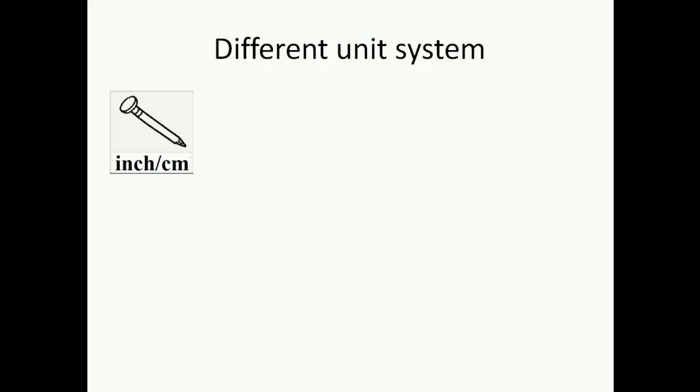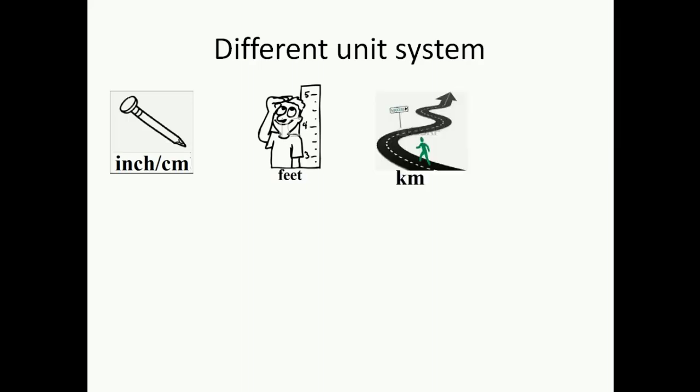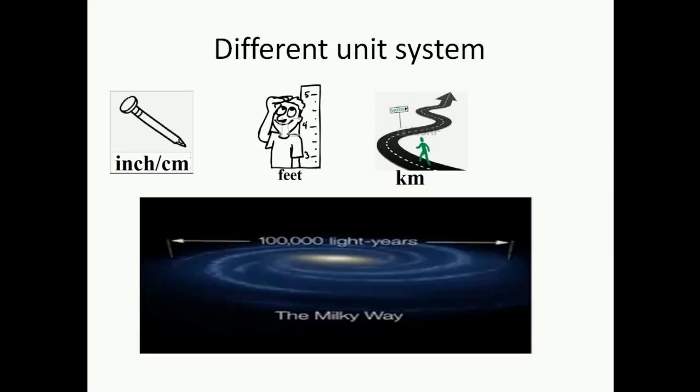If you measure the length of a nail, then you'll measure it in inch or centimeter. But when it comes to your height, inch and centimeter will be too small, so we measure it in feet. But when we measure the length of a road, we cannot use inch or feet, it's too small for measurement, so we use kilometer. And if we measure the length of our Milky Way, which is a very big distance, even kilometer we cannot use, so we use light year. So for different cases we have to have different unit systems.